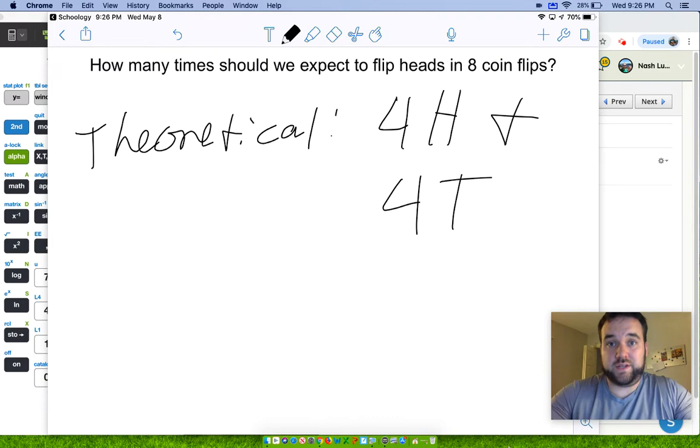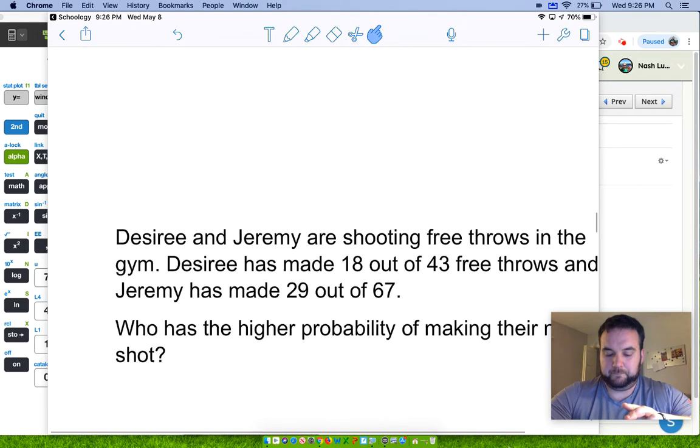Now, is it going to be 4 heads and 4 tails? It's actually pretty likely that it's not going to be 4 heads and 4 tails, but in theory, it's a 50-50 shot, so it should be half and half. So we're going to actually run that experiment and see what that looks like.